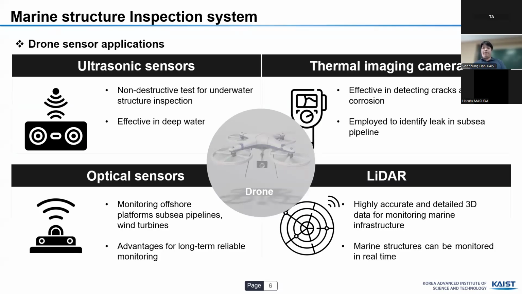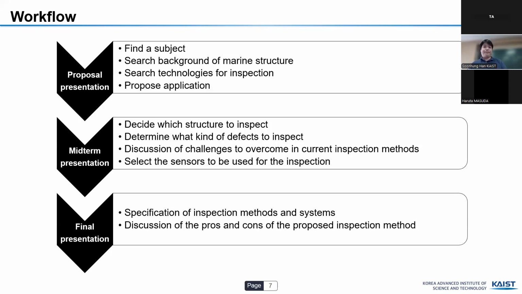And the thermal imaging camera is effective in detecting cracks and collisions, and is employed to identify leaks in subsea pipelines. And radar provides large-capacity, accurate, and detailed 3D data for monitoring marine infrastructure. And marine structures can be monitored in real time. So in this project, we are planning to use drones and sensors.